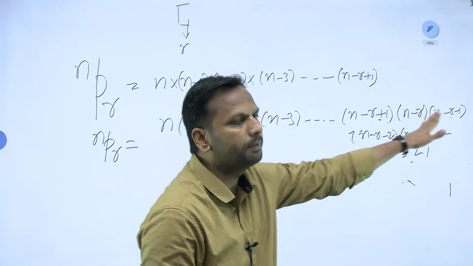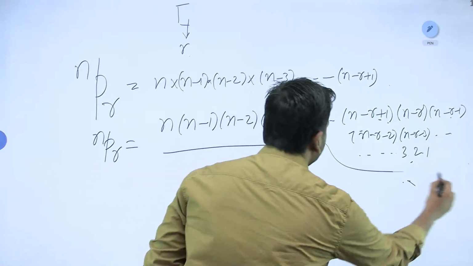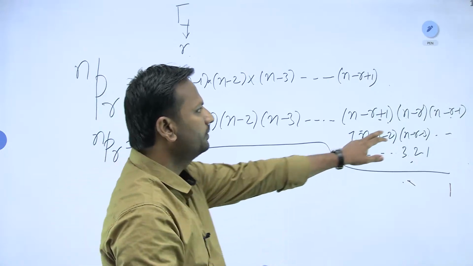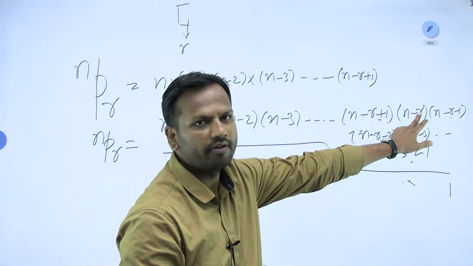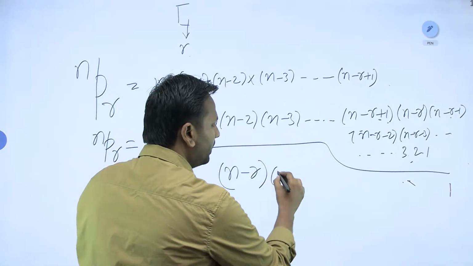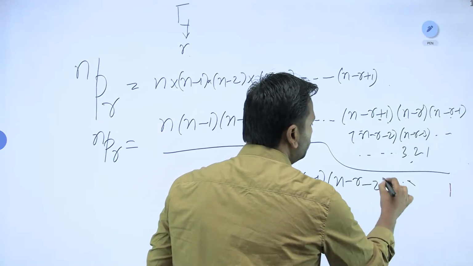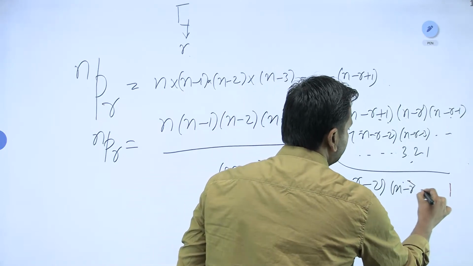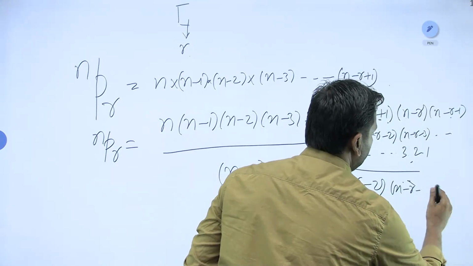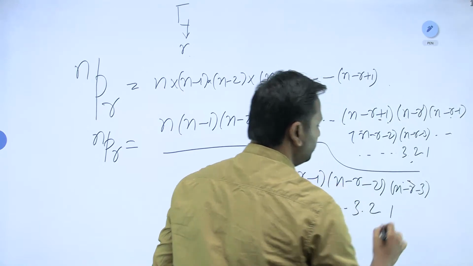So simply I have multiplied this. I can't simply multiply this; I'll be dividing by the same things here. What I have done actually, up till here we got, I have multiplied these terms there. What are the terms I have multiplied there? n minus r minus 1, n minus r minus 2, n minus r minus 3, so on up to 3 into 2 into 1.